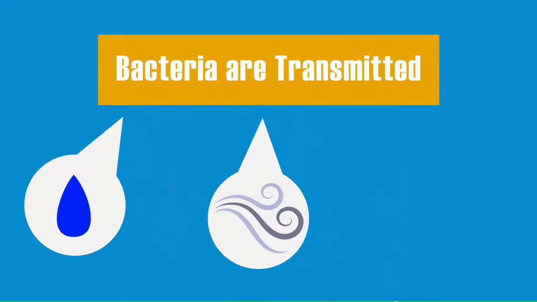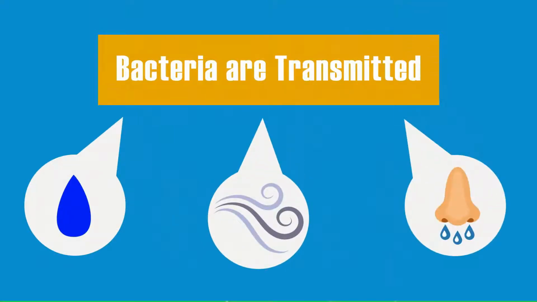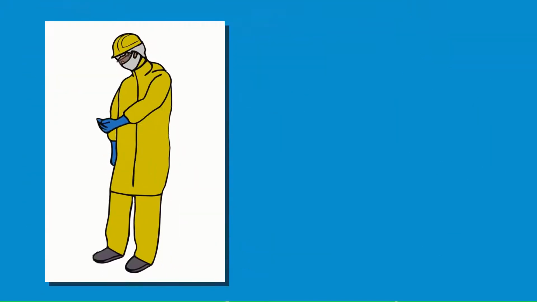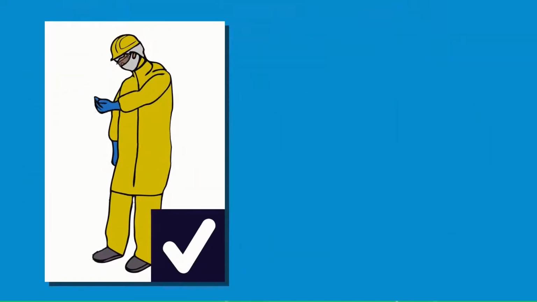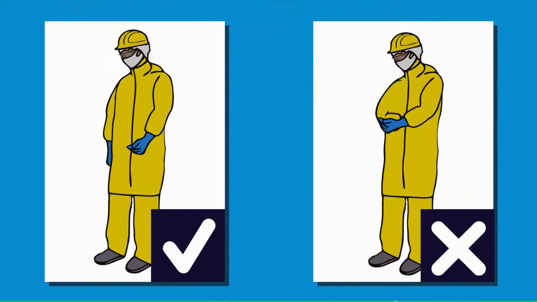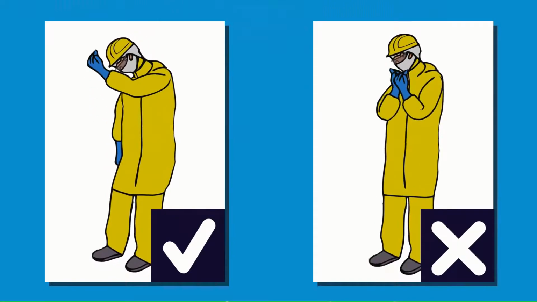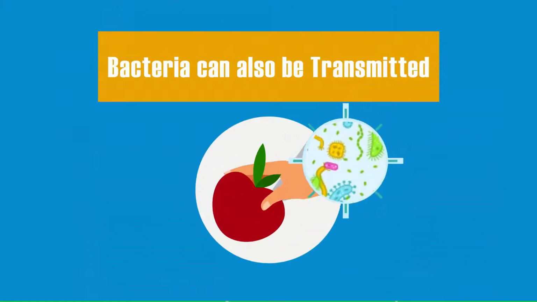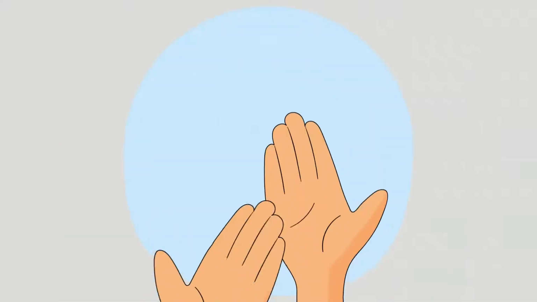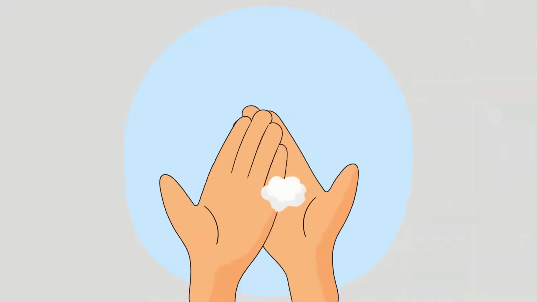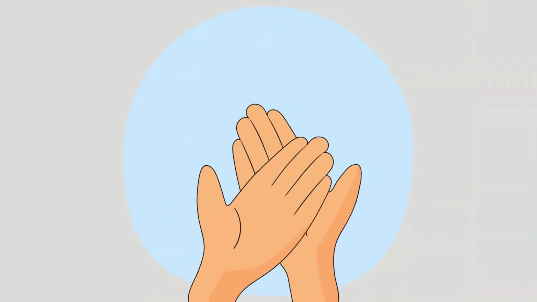Bacteria are transmitted by water, air, or through sneezes and coughs. In this way, they can go from one living being to another. That is why it is advisable to cover our mouths with our inner forearms to cough or sneeze. This helps avoid bacteria getting on our hands. Bacteria can also be transmitted through contact with objects and food. Because of this, it is especially important to practice good hygiene habits, like hand washing and teeth brushing.